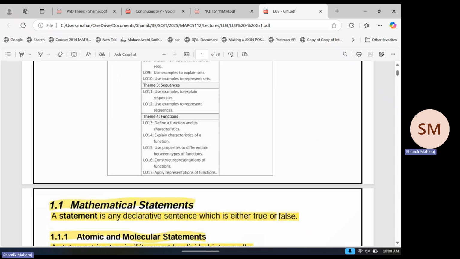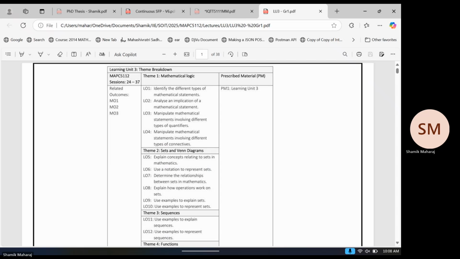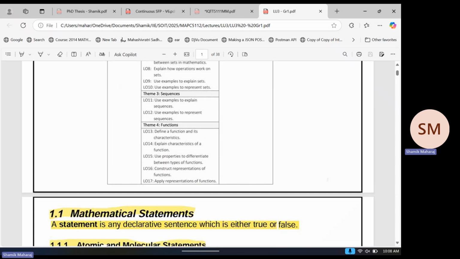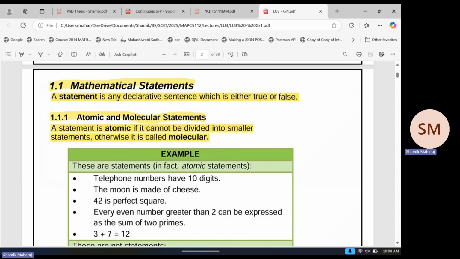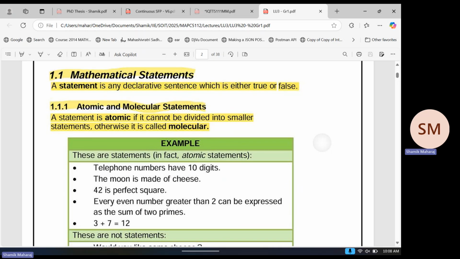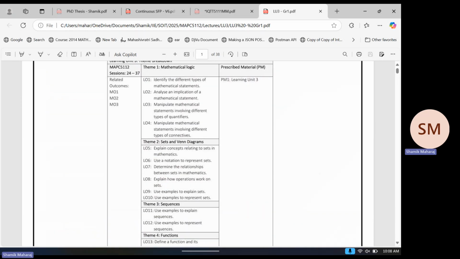Okay, anyway, for now, we're starting learning unit 3, which is probably going to be a bit of new stuff for you guys. So here we're going to start. Let's just look at the main sections. We're going to look at mathematical logic, theme 1. Theme 2 is sets and Venn diagrams. You guys might have dealt with a bit of this stuff in high school.